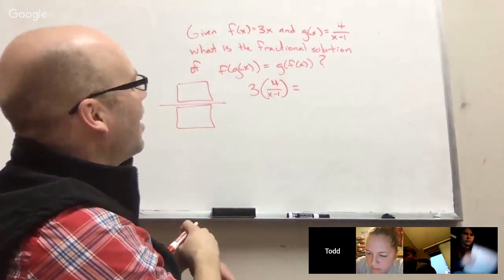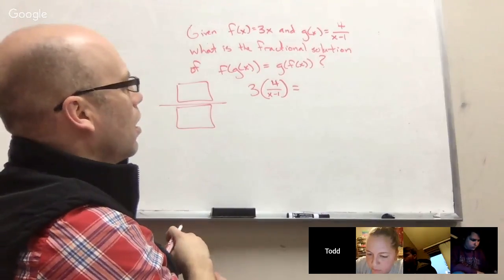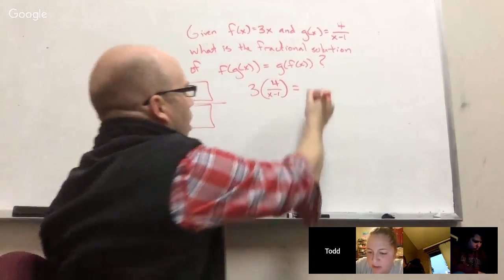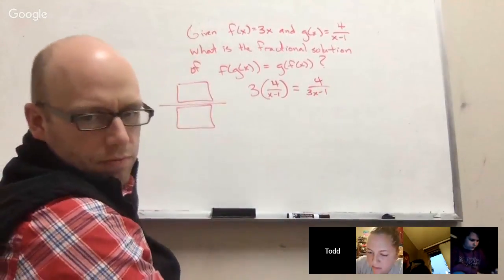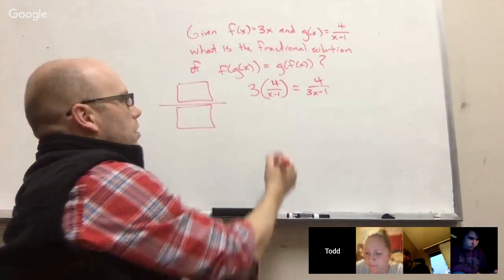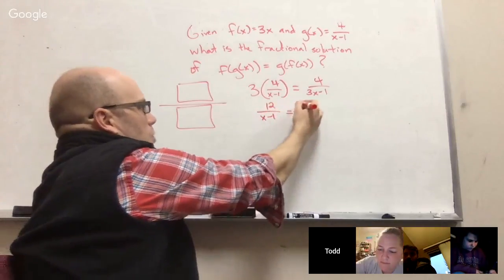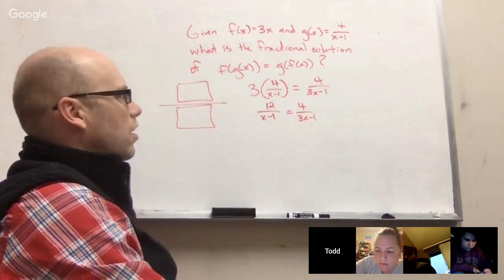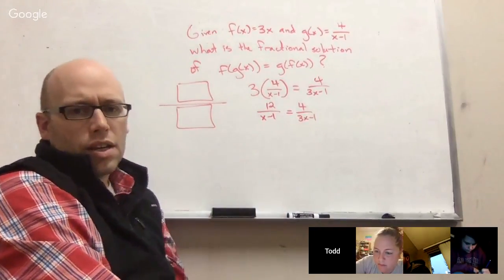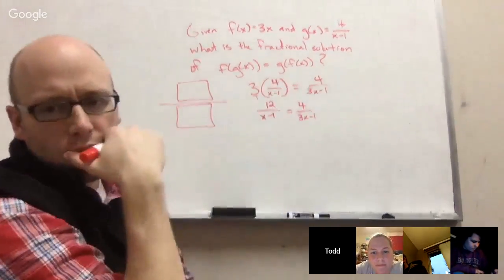All right. What about g of f of x? What's that going to be? 4 over 3x minus 1. We agree with Melissa? Yep. So we have 12 over x minus 1 equals 4 over 3x minus 1. Remember, this is 3 over 1, so multiply into the numerator.